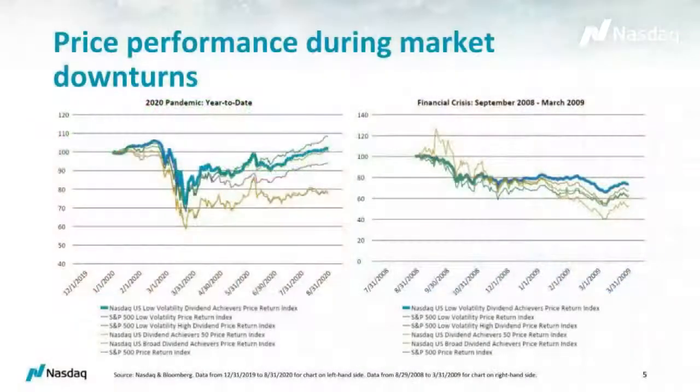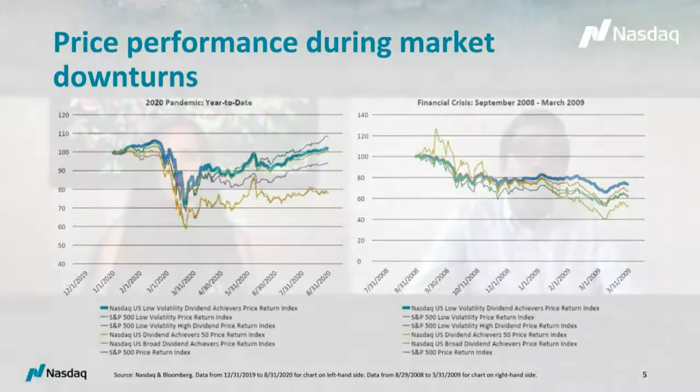But more importantly, I really want to point everyone's attention to two specific time periods: the financial crisis in 2008, as well as the heightened volatility that we're experiencing this year as a result of the pandemic. And in both of these situations, the Nasdaq US Low Volatility Dividend Achievers Index had a lower drawdown than all of these other peer indexes, and it even beat most of these indexes during the recovery period as well.